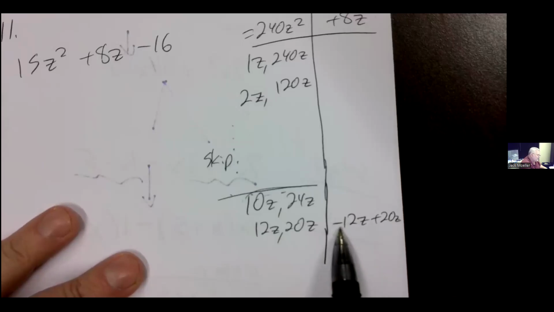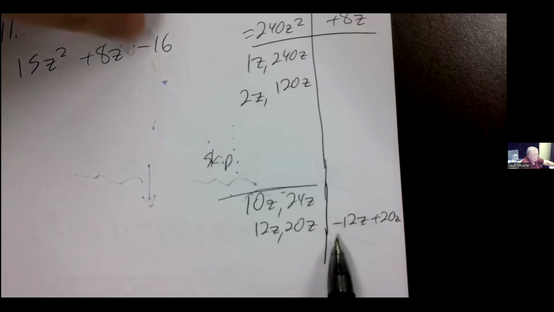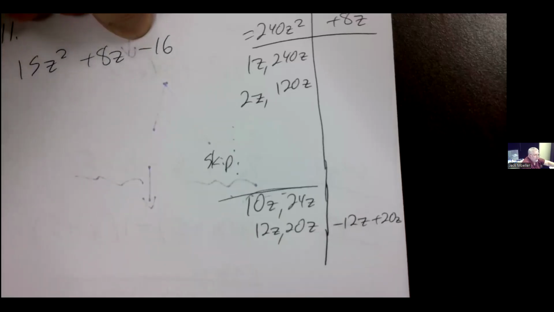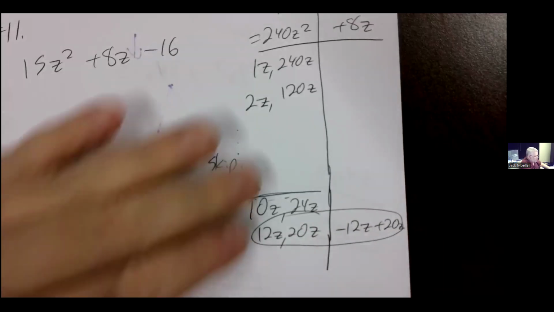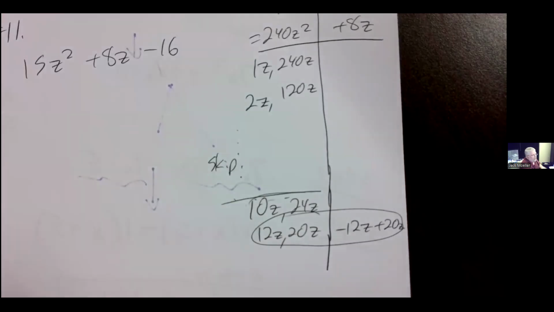Does it make sense that we have opposite signs? Well, we've got a minus 16. The only way when you multiply two numbers you get a negative is if one's positive and one's negative. So this is what we want. If we don't need to keep going, I don't need to back up. I found how to get a positive 8z.